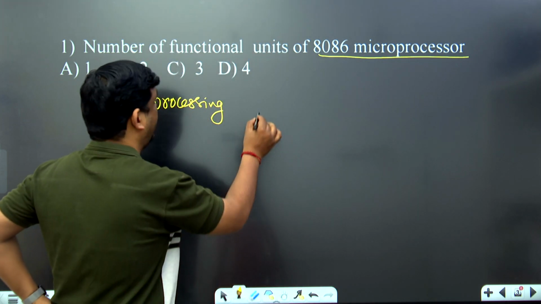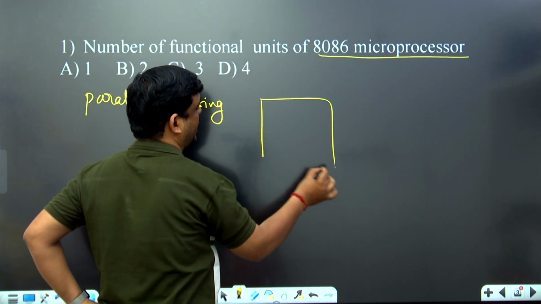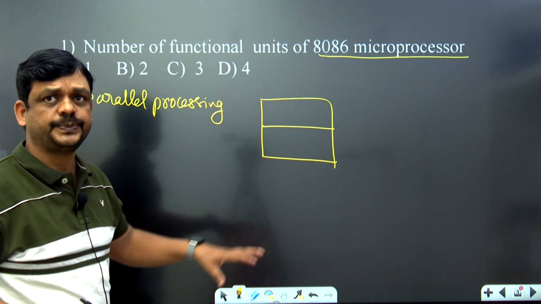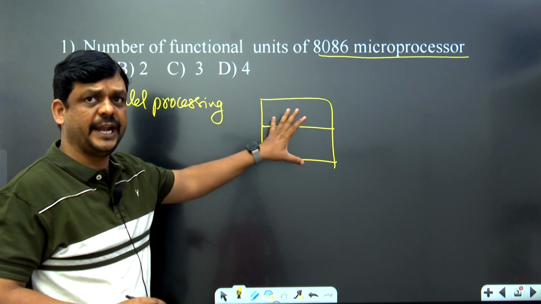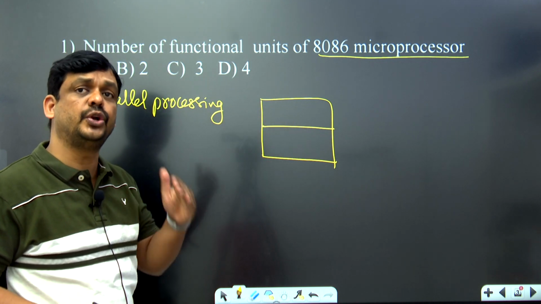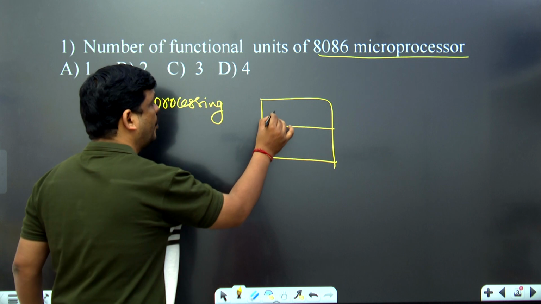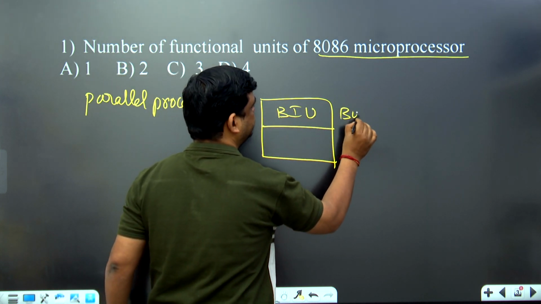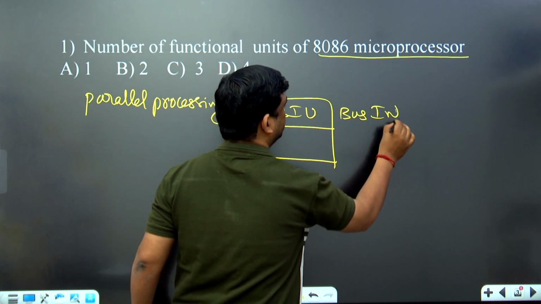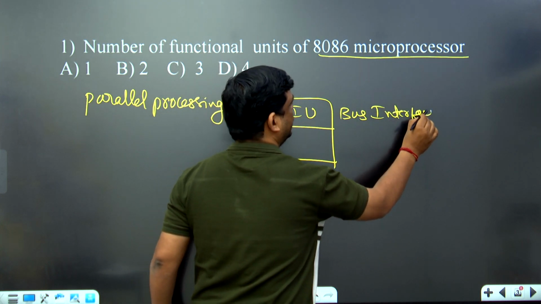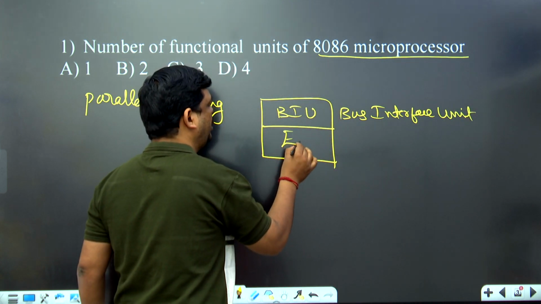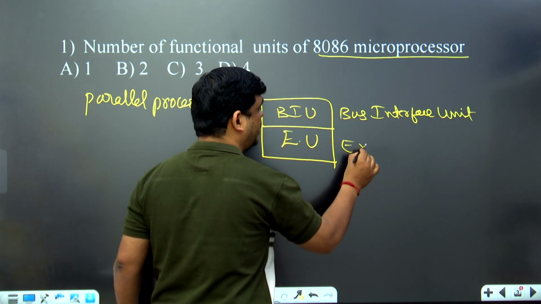Like this, within this architecture, the complete 8086 microprocessor is divided into two functional units, right? One unit is the BIU, bus interface unit, and another is the EU. EU is nothing but execution unit.